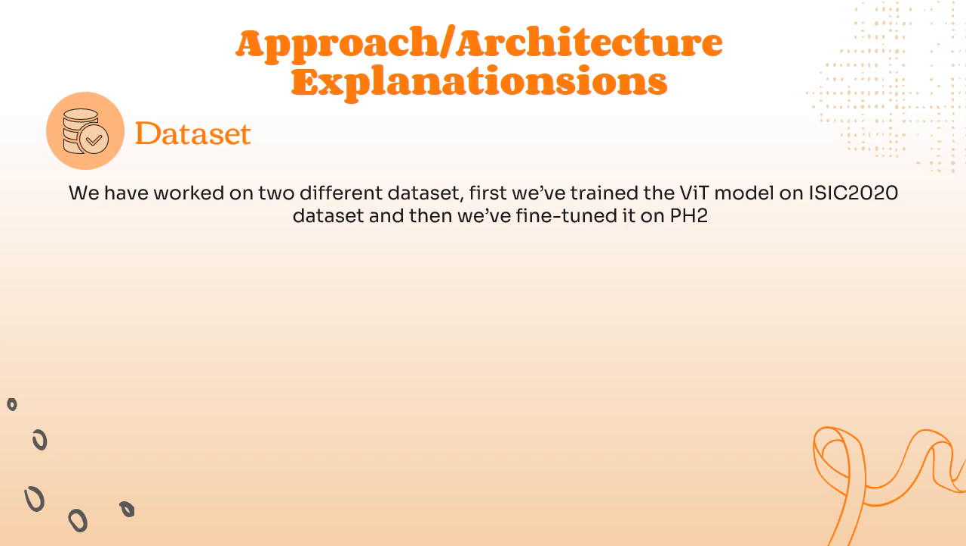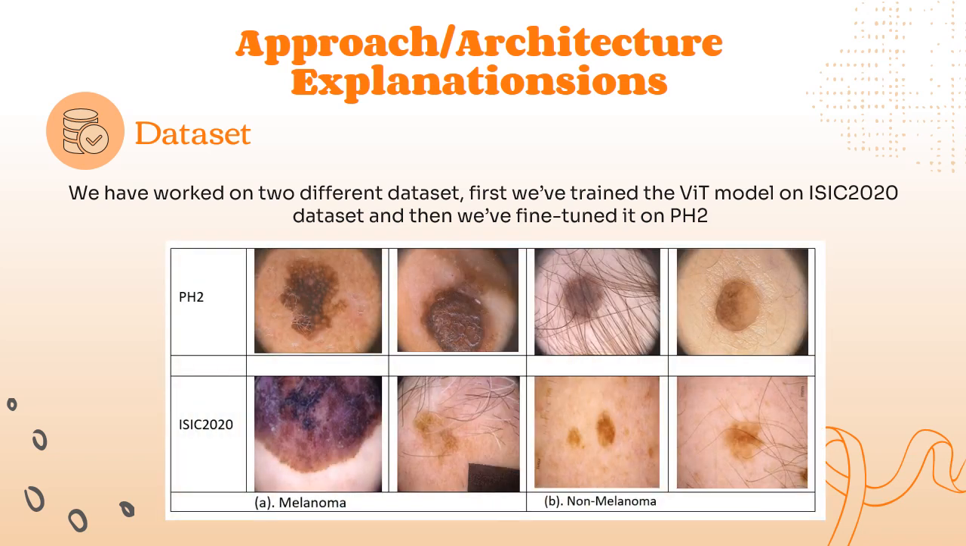In comparison with the first one, the PH2 dataset is really much smaller than the first one. So here in this table, the first row shows examples from the PH2 dataset, and the second row shows some examples from the ISIC 2020 dataset. The first pair shows examples of melanoma images, and the second pair shows examples of non-melanoma.